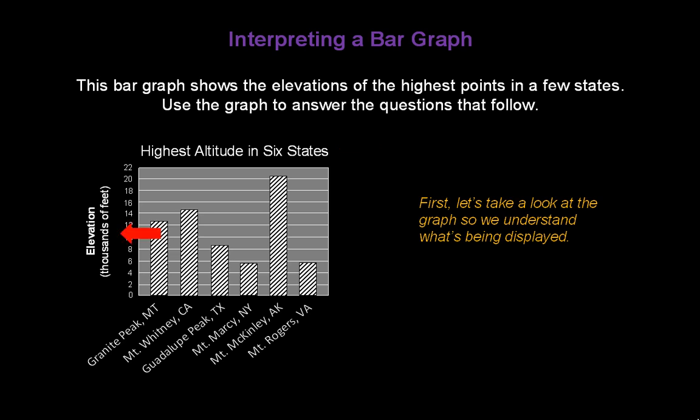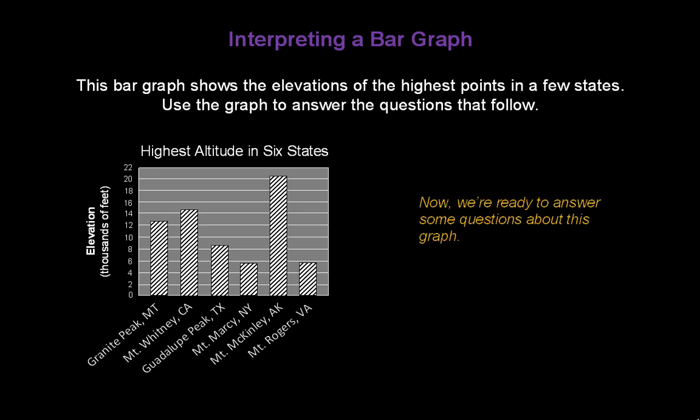On the left-hand side is a label for the vertical axis. It tells us it's the elevation in thousands of feet. And it starts at 0 and goes all the way up to 22,000 feet in height by increments of 2,000. Down along the bottom we have the list of the highest peaks in 6 different states, all the way from Granite Peak, Montana, all the way to Mount Rogers, Virginia.